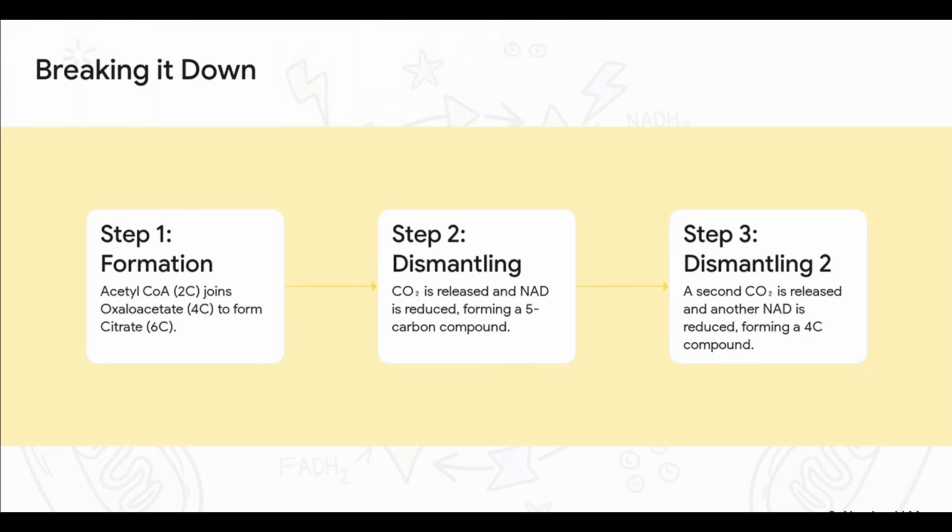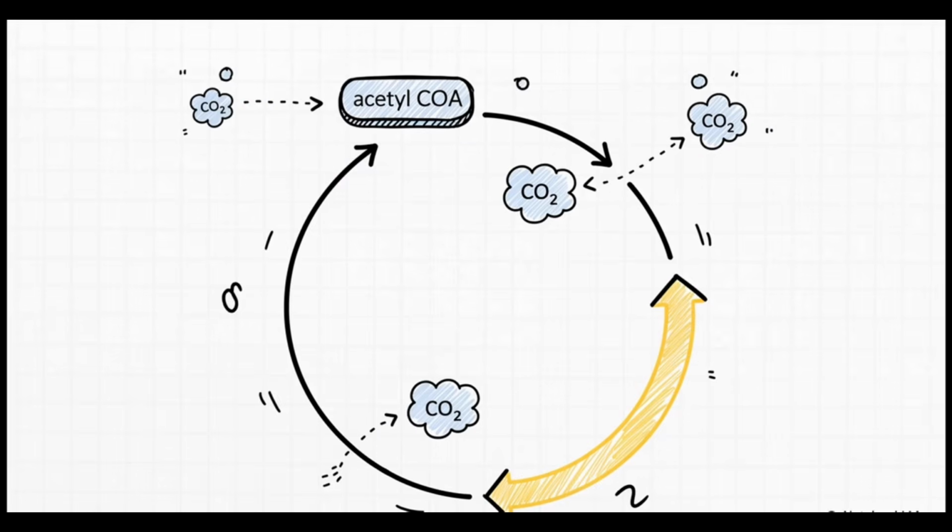Now the dismantling begins. In 2 quick steps, a carbon gets snapped off and released as carbon dioxide. Yep, that's the very same CO2 you're breathing out right now. And each time a carbon snaps off, one of our NAD taxis swoops in and picks up a high-energy hydrogen. And just like that, we've hit a huge milestone. The 2 carbons that came in as fuel, they're gone, completely dismantled and released as waste.